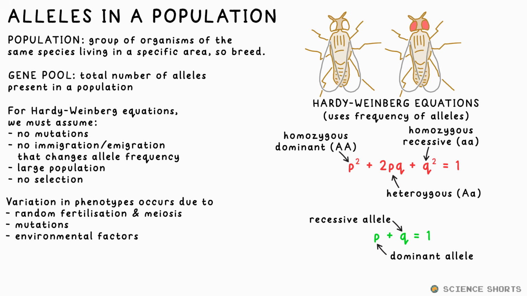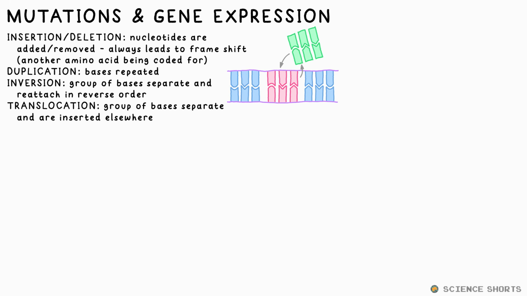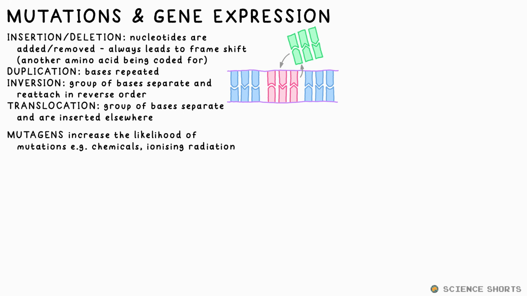While variation in phenotypes within a population can vary due to random fertilization, meiosis, and mutations of alleles, environmental factors can also play a part. If the alleles change enough over generations such that they can no longer interbreed, speciation has occurred. You now have different species. Mutations can occur due to nucleotides being inserted, deleted, duplicated, inverted, or translocated. These often happen during DNA replication. These can happen spontaneously, but they're more likely to occur if the DNA is exposed to chemical mutagens or ionizing radiation. Often these won't have a detrimental effect due to it mutating non-coding DNA, or it doesn't affect something important.